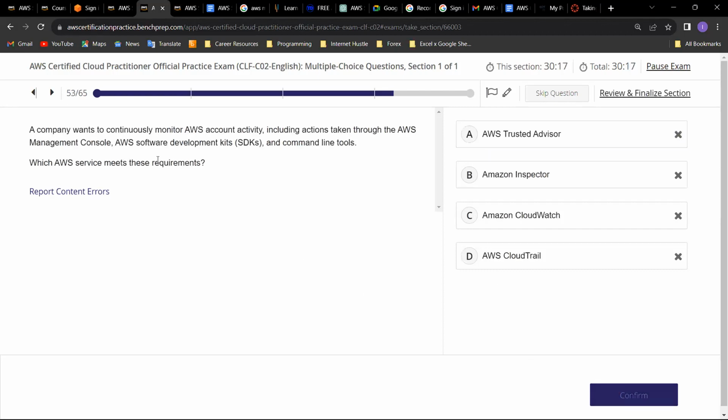A company wants to continuously monitor AWS account activity. So the keyword here is account activity, including actions taken through the AWS Management Console, AWS Software Development Kit, and command line tools. Which service meets these requirements? This one is also wholesale price.